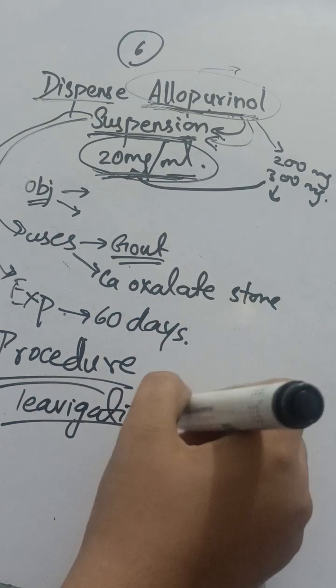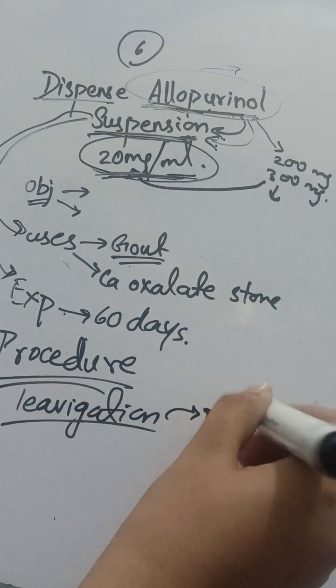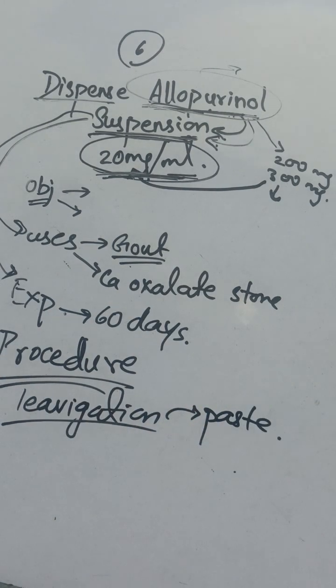So after levigation we get a paste. Then we add the remaining or additional vehicle into it to make a uniform suspension. After that you have to make up the final volume and shake it well, because the suspension can flocculate, and the floccules can settle down and form a cake. So that's why shaking it is very important.